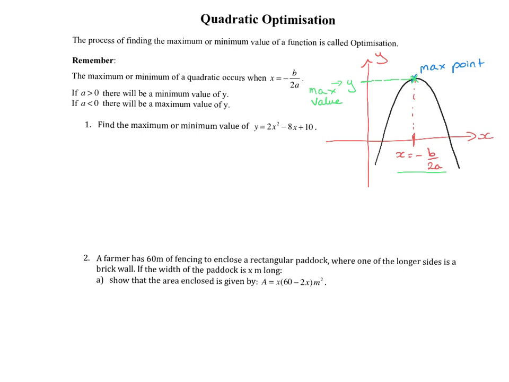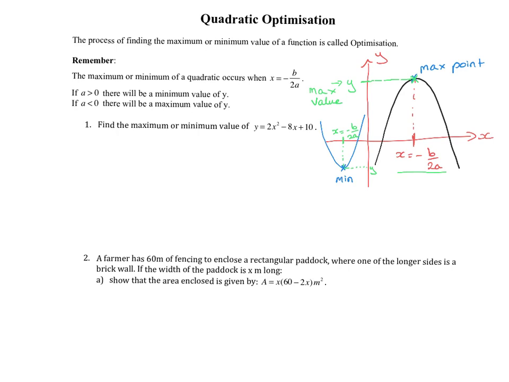Now this also works for a minimum. So if it's concave up, such as this parabola, in this case, the minimum point, which is here, again corresponds to x equals negative b on 2a. And then the minimum y value would be the corresponding y value for x equals negative b on 2a. So that's why we're using this idea of x equals negative b on 2a to find the maximum or minimum value of y, or of the quadratic function.